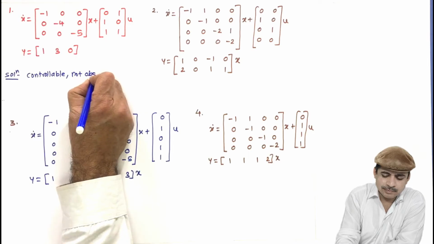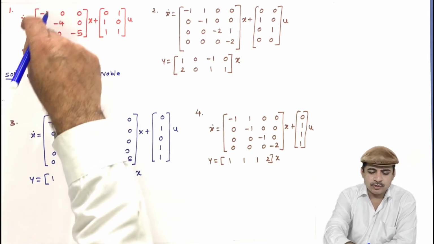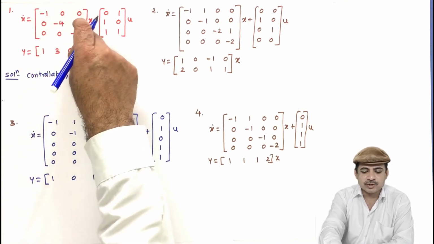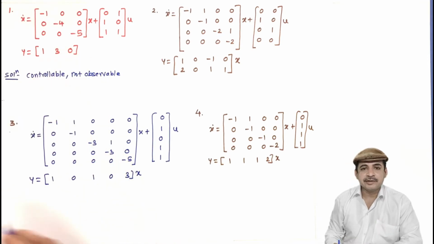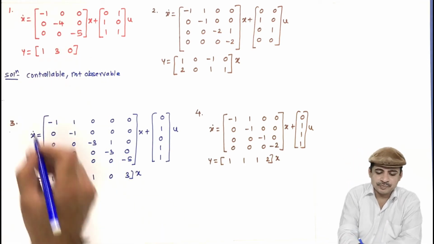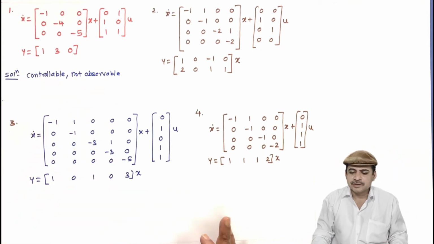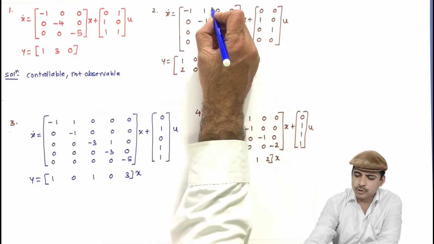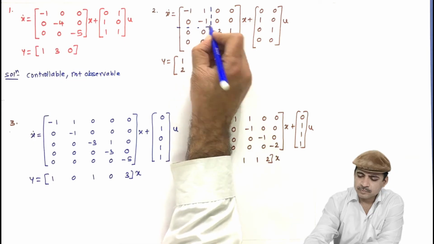Why? Because the column corresponding to -1 is non-zero, the column corresponding to -4 is non-zero, but the column corresponding to -5 is 0, and that means the state x3 is not observable. So it's done. Very simple. Now for this one, there are two Jordan blocks.